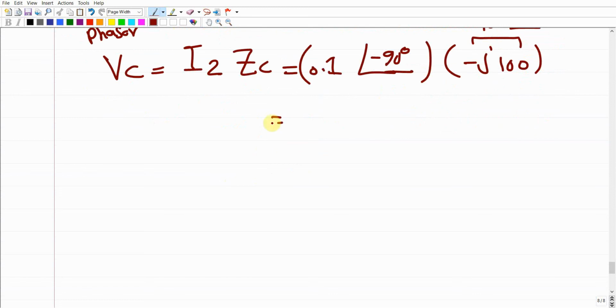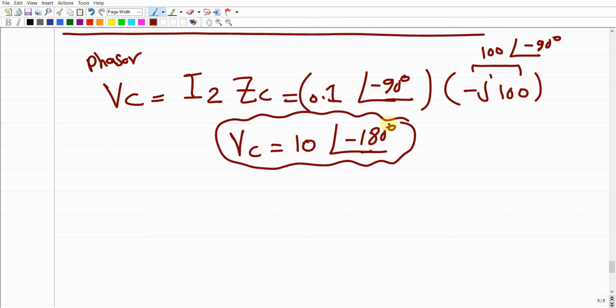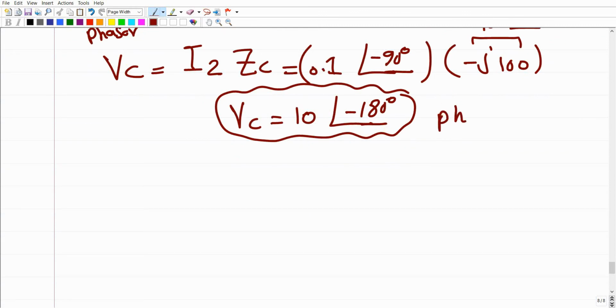So doing the multiplication, this is going to give us 10, because this is 100 times 0.1, and the angle is going to be negative 180 degrees. So this gives us VC, the voltage over C, in the phasor form. We have to convert it. This is the phasor voltage, but we need it as a voltage. He didn't mention phasor voltage, he just mentioned the voltage over the capacitor C.